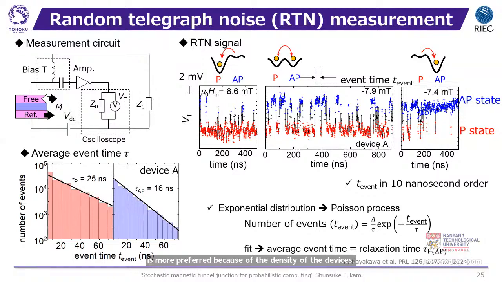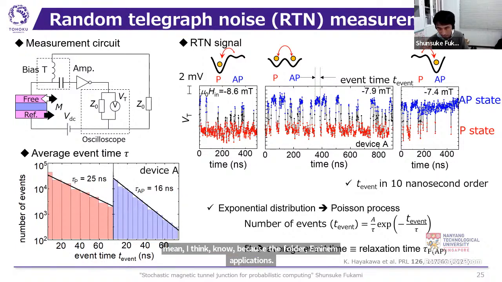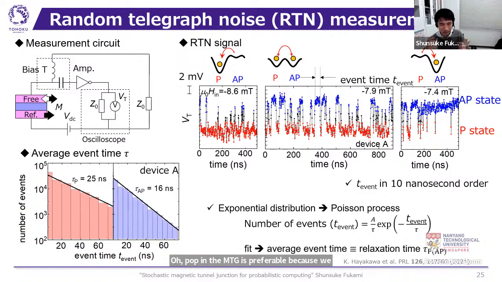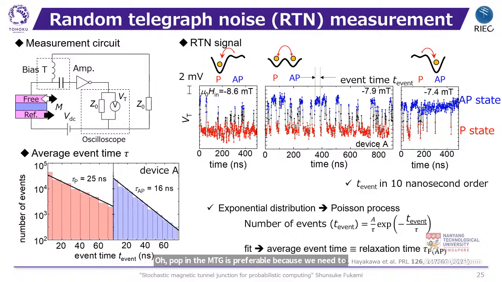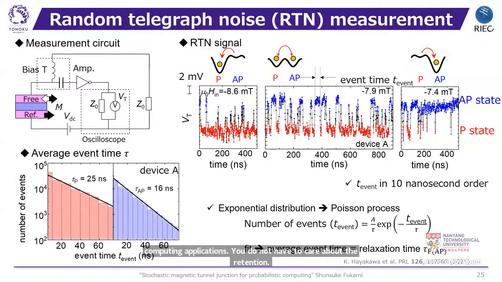I think no, because for MRAM applications, perpendicular MTJ is preferable because we need to ensure the thermal stability factor. But for the stochastic applications, the probabilistic computing applications, you do not have to care about the retention. Right, you can reduce the size freely.